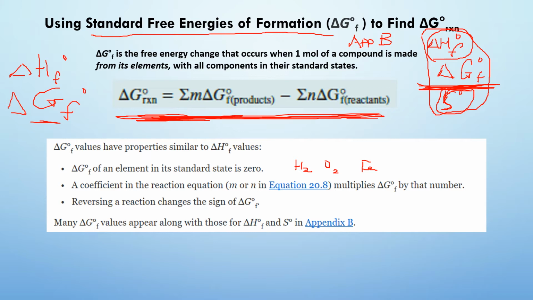And second, a coefficient in the reaction multiplies the delta G by that number. Basically, the coefficient in the reaction is the multiplier when you calculate the delta G of the reaction. Also, if you reverse the reaction, you have to reverse the sign of this delta G_f naught. So let's look at the example.